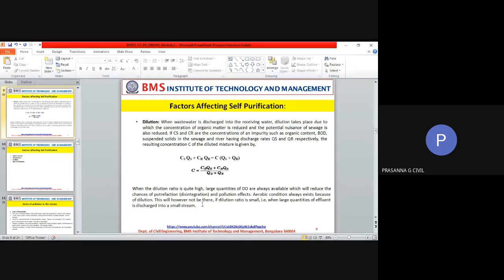Aerobic conditions will exist because of the dilution. This will, however, not be there if the dilution ratio is small. Dilution ratio becomes small when, instead of 10 ml of wastewater and 90 ml of dilution water, I am saying 60 ml of wastewater and 40.